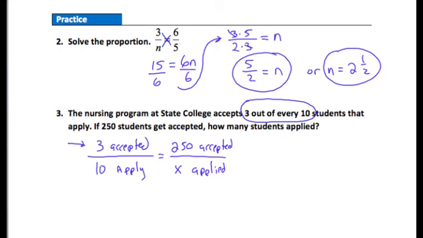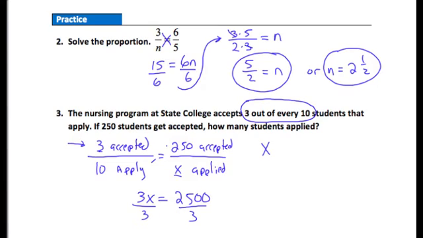Okay? And so again, as we're solving this, we're going to kind of ignore the units there. So at this diagonal here, I'm going to take 3 times x coming across that diagonal, so I'd get 3x there. On the other one, I'm going to take 10 times 250, and so let's see, 10 times 250 is going to give me 2,500. Divide both sides by 3.